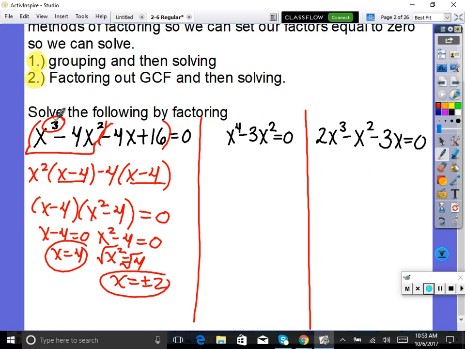What method of factoring am I using here? Greatest common factor. See, she came to the early morning review. She did the back of the test. She aced the test. Pull out x squared. Divide by x squared. Divide by x squared. What's left in my parentheses?